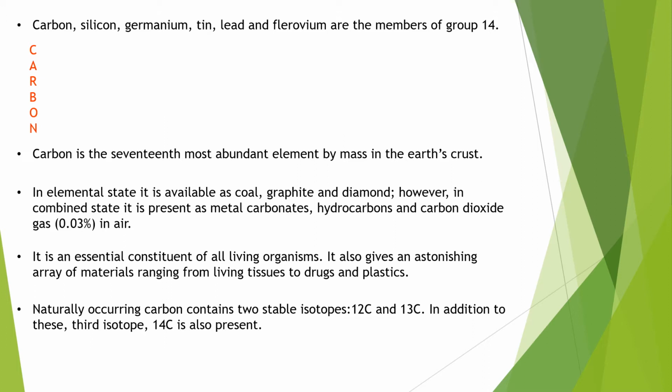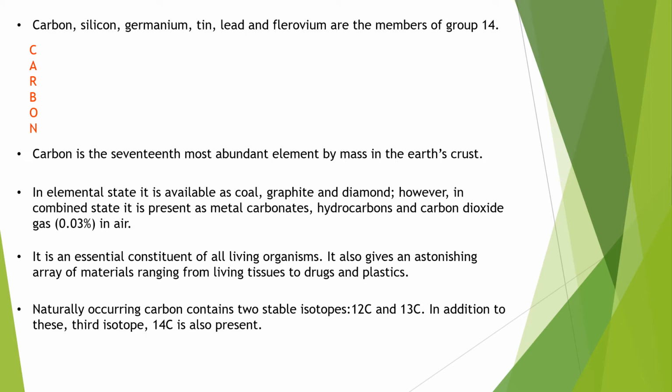Carbon is the 17th most abundant element by mass in the Earth's crust. In elemental state, it is available as coal, graphite, and diamond. However, in combined state, it is present as metal carbonates, hydrocarbons, and carbon dioxide gas in air, which is 0.03%. It is an essential constituent of all living organisms. It also gives an astonishing array of materials ranging from living tissues to drugs and plastics.